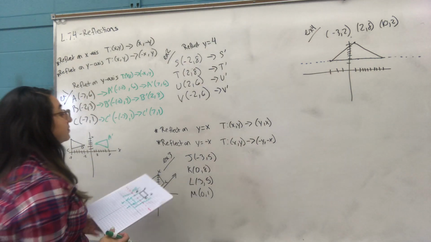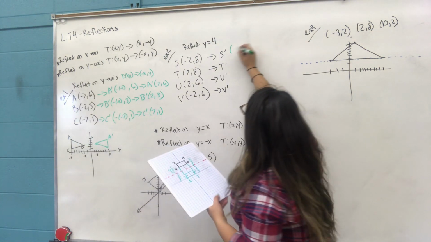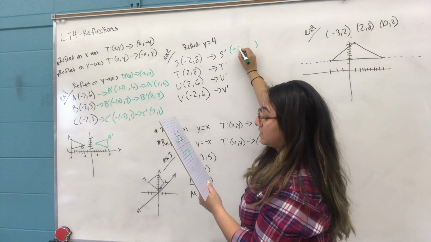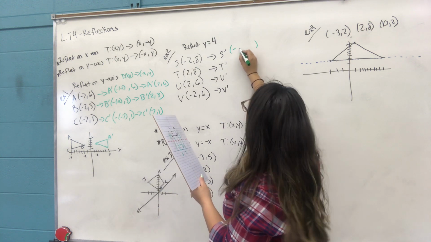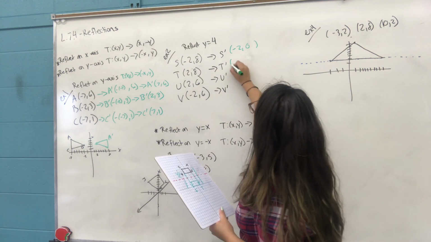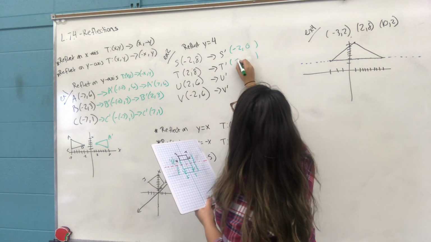So here, the reflection. When I reflected, I ended up with S as negative 2, 0. It was 8 units down from there. T was 2, 0.